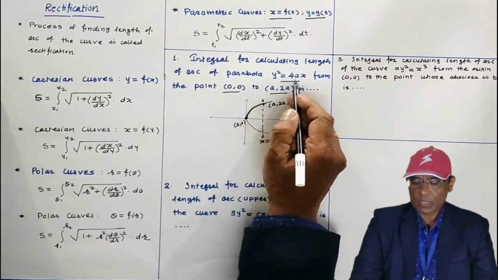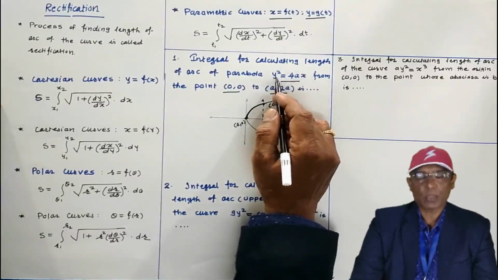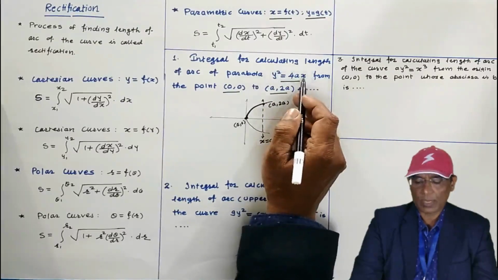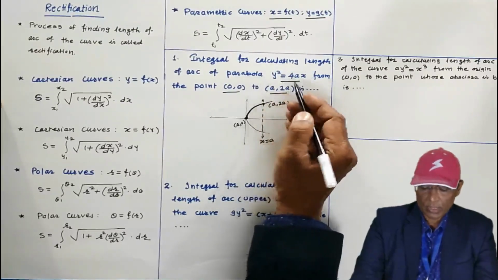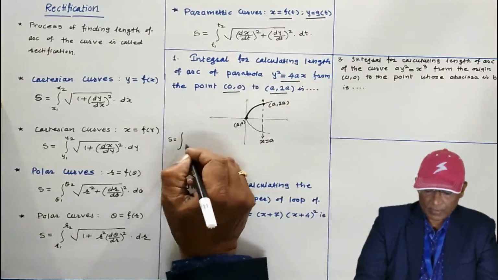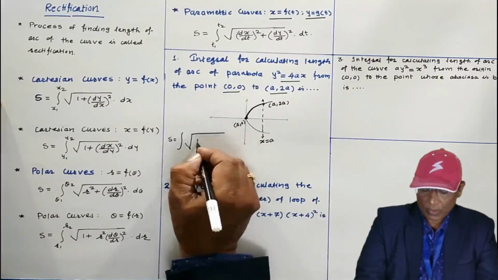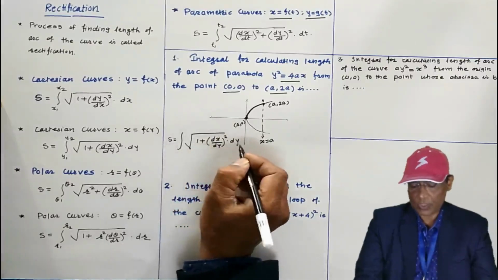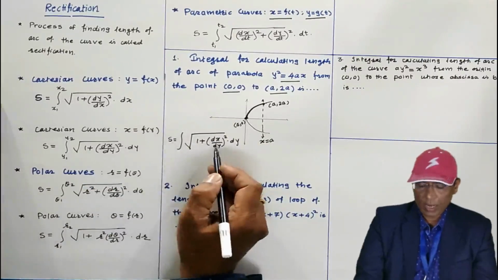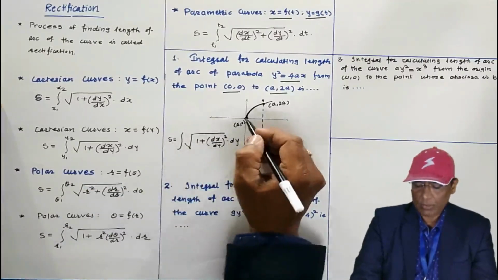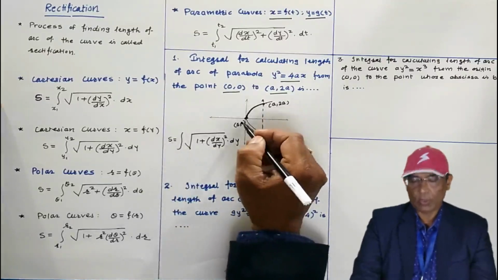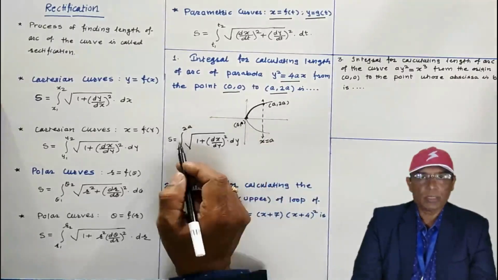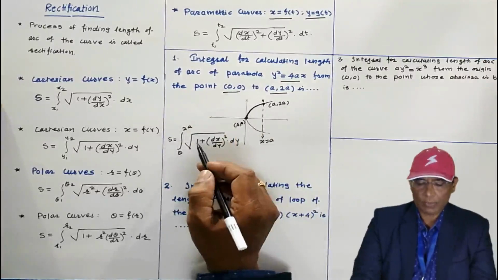So x is expressed in terms of y, or y is expressed in terms of x. You may write y equals root of 4ax, or x equals y squared by 4a. This can be written as the integral of the square root of 1 plus (dx by dy) squared, and this integration must be carried out with respect to y. This formula I have to use here, and here y varies from 0 to 2a. The y coordinate of this point is 0 and the y coordinate of this point is 2a. This is the integral which will be used to calculate the length of arc of the parabola.